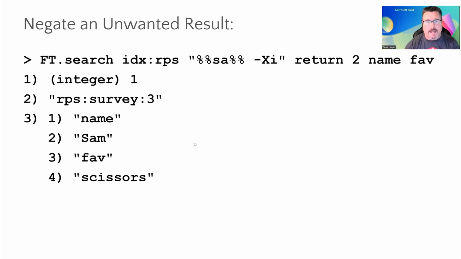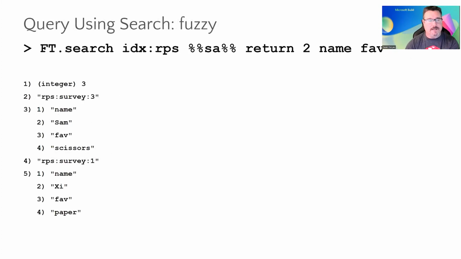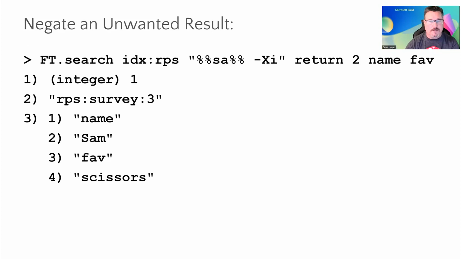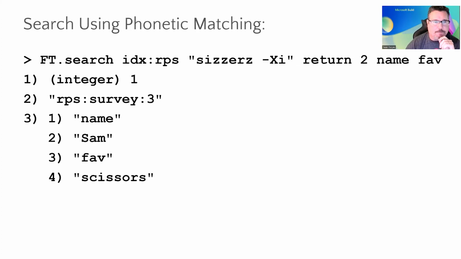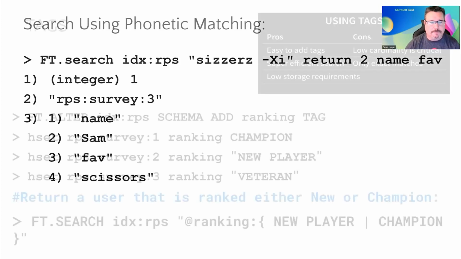And then we can also negate unwanted results. So in the last one, we had she as a name. In this case, we say we don't want she, we just want the other one, and it only returns the other one or anything that doesn't match that. We can also search using this phonetic matching. So you can see this horrible misspelling of scissors without she still returns scissors spelled correctly as the data.